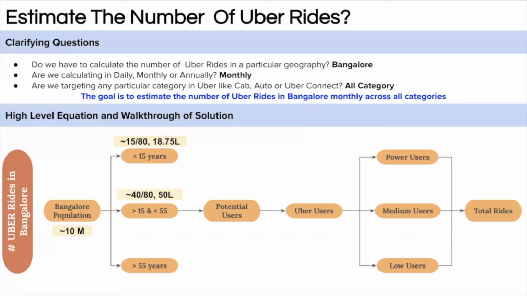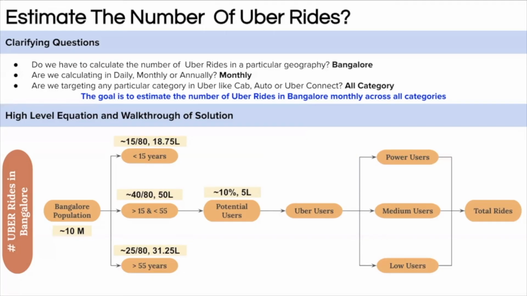Similarly, between 15 to 55, around 50% of the people will be there. That is around 50 lakhs, and the remaining will be between 55 to 80. That is around 31.25 lakhs. So we have 50 lakh potential users who can use cab services. But out of those, let's assume that only 10% of the users are using cab services because others are using other transport, public transport, or they have their own vehicle. So only 10% of the 50 lakh users are using ride-hailing services like Uber, Ola, Rapido, and all. So these 5 lakh people are our users of ride-hailing services.